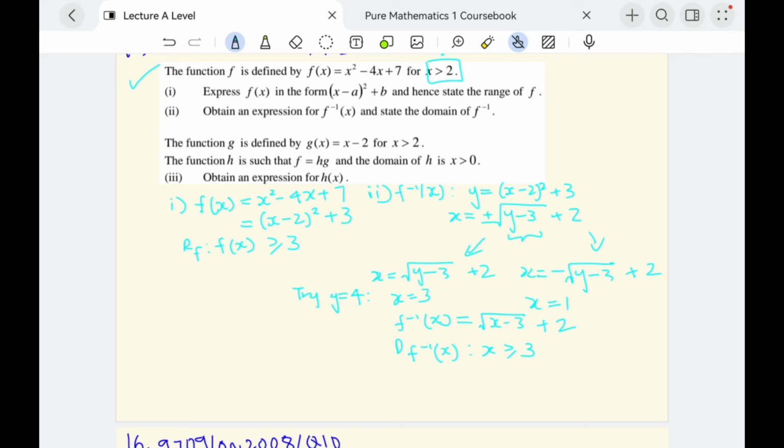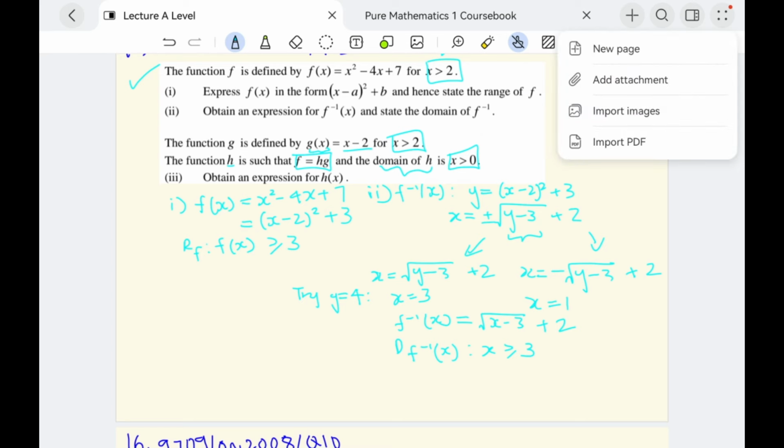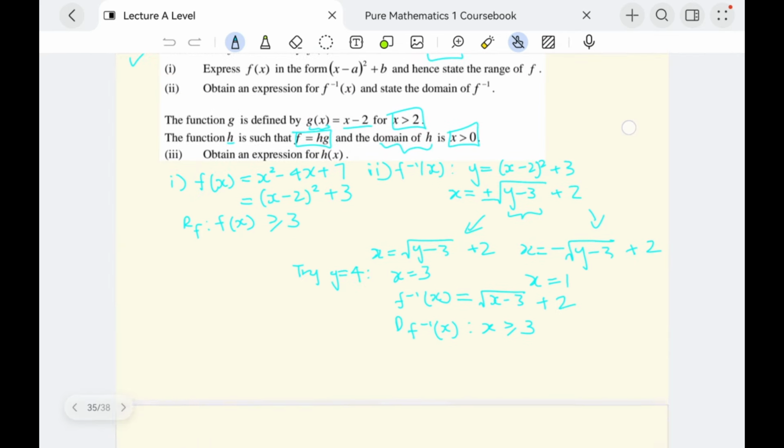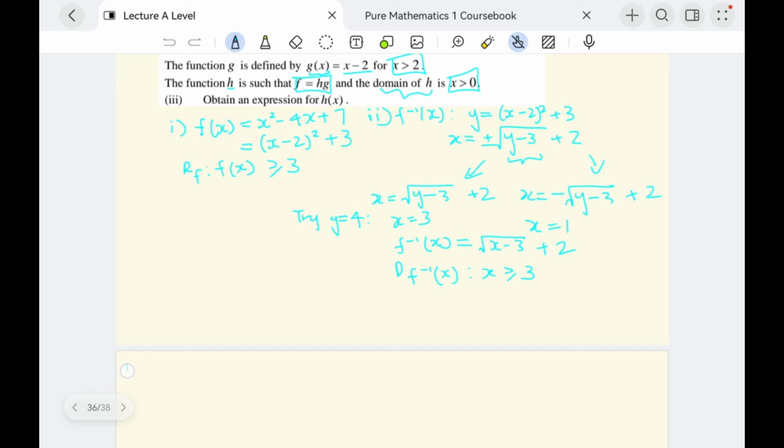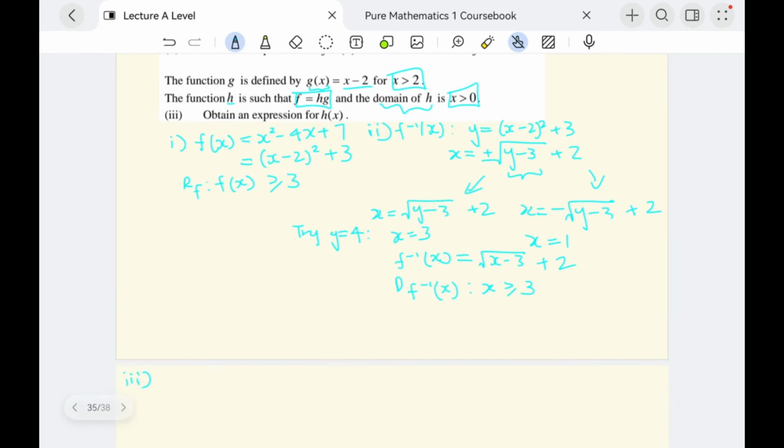Function g is defined by g(x) equals x minus 2 for x greater than 2. Function h is such that f equals hg, and the domain of h is x greater than 0. Obtain an expression for h. Okay, so I think I don't have enough page to perform the steps, the solutions for the third part.